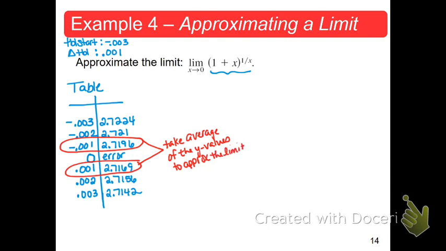So we come out with, I'm going to write it here at the bottom, I'm going to rewrite my problem. The limit as x approaches 0 of (1 plus x) raised to the 1 over x is going to be the average of these two y values. So how do you find an average? Add it together and divide by 2.